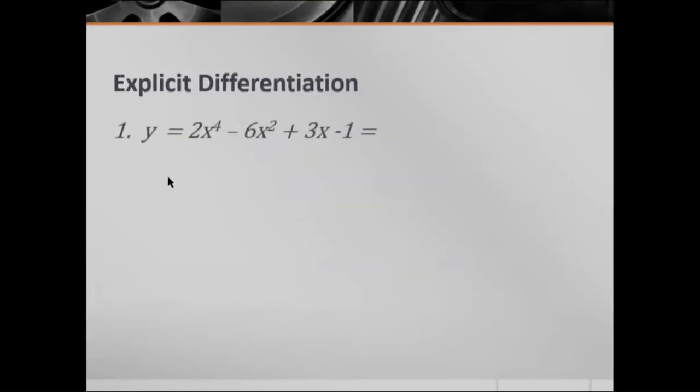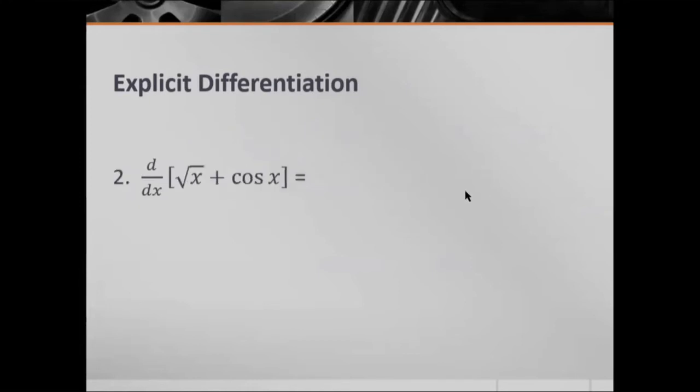Okay, so another example, explicit differentiation. Let's find the derivative of the following directly. y equals 2x to the 4 minus 6x squared plus 3x minus 1. So we have the derivative of 2x to the 4 minus 6x squared plus 3x minus 1, which is 8x cubed minus 12x plus 3.